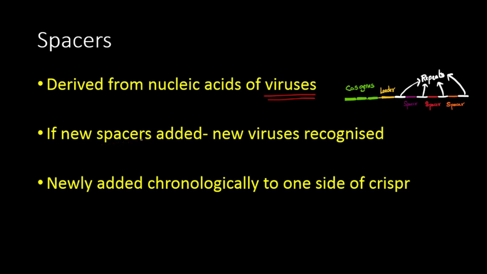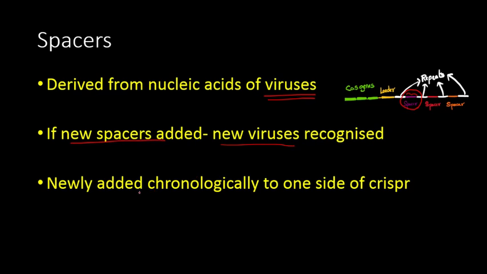Now if new spaces are added, that is, new viruses are recognized, which means if a bacteria has a particular spacer, suppose this spacer is present in a bacteria, and a virus is going to attack this bacteria, and that virus has the same genetic material as seen here, then this bacteria is able to recognize that virus. So if a bacteria can get more and more spaces, that means it can recognize more and more different types of viruses. It also means it has encountered all those infections in its lifetime.